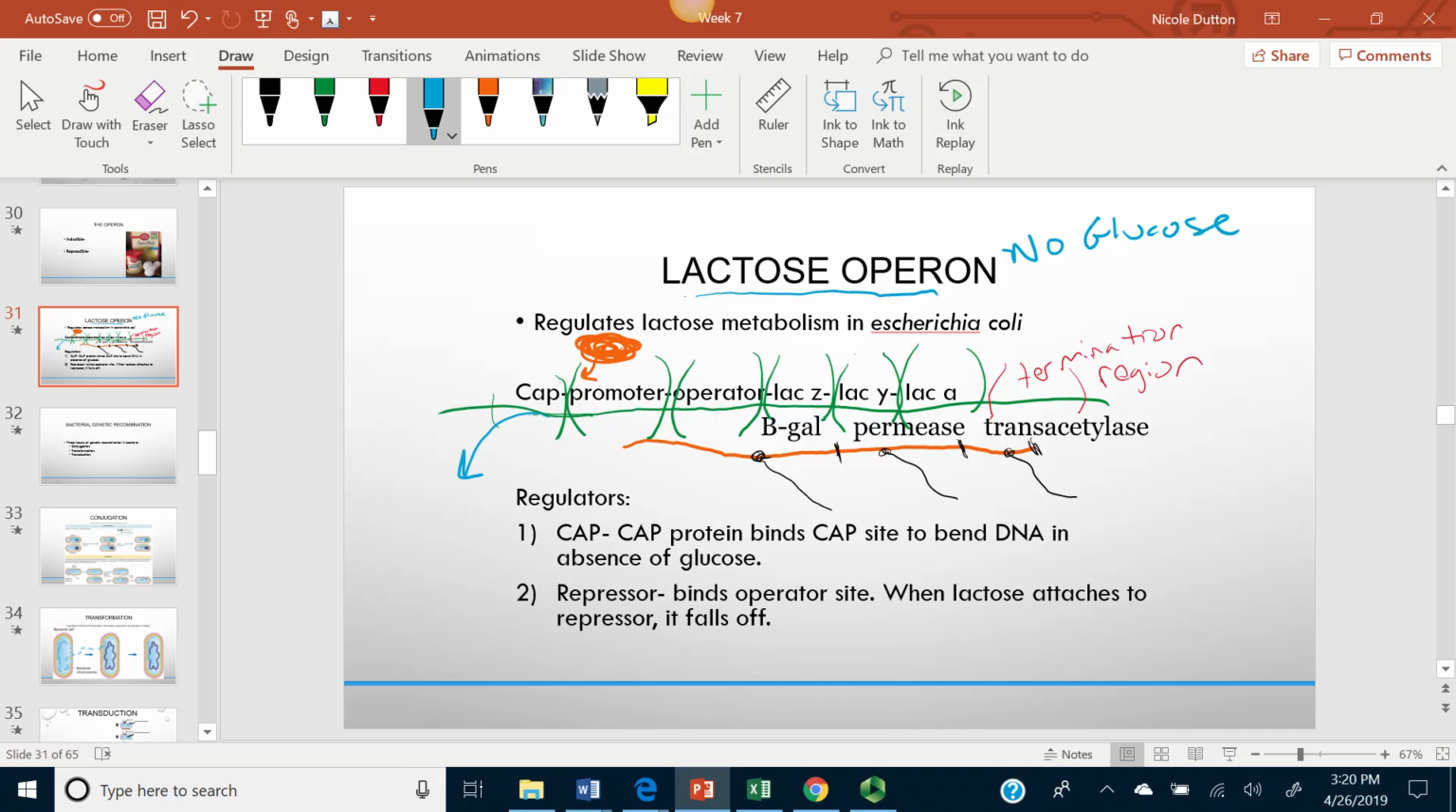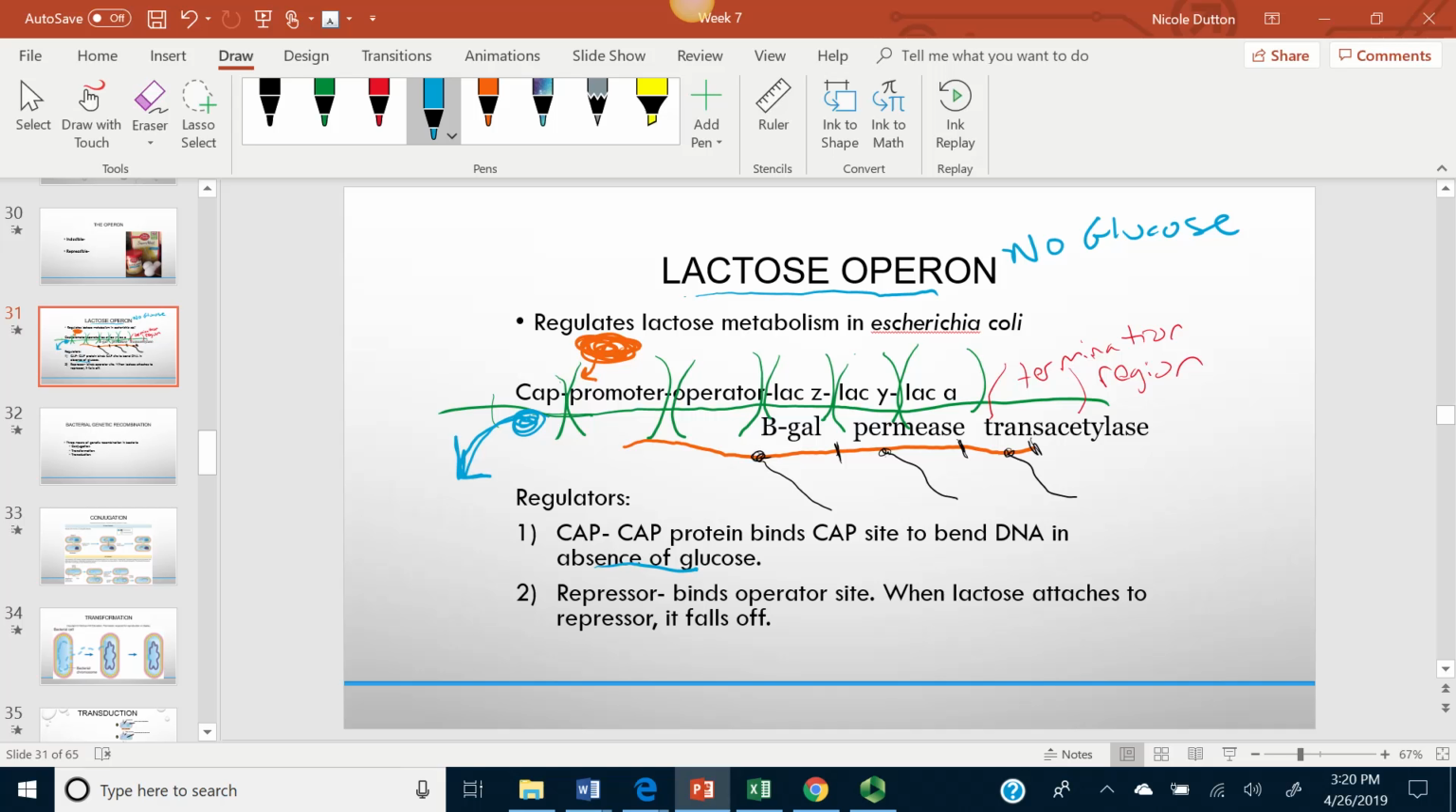Well, glucose is the easiest sugar to use. So if glucose is present, then we're going to use glucose. We don't want to waste energy going through all this stuff if we have glucose. But if glucose goes away, then we have to have something as a sugar source. So in the absence of glucose, this cap protein will bind to the cap region and bend cap out of the way. When cap's out of the way, then RNA polymerase can bind to the promoter, and you can go through transcription of this.